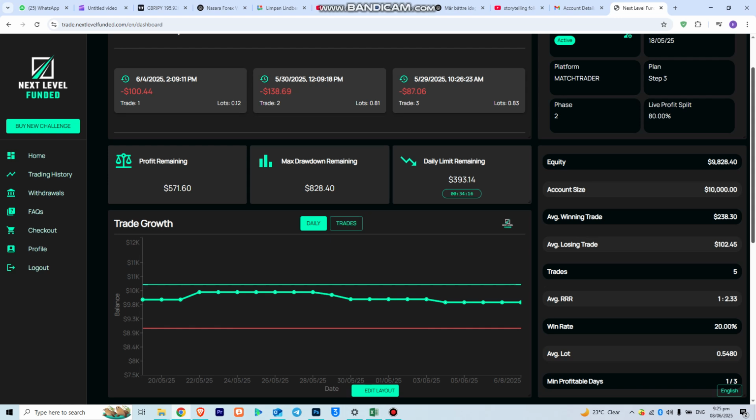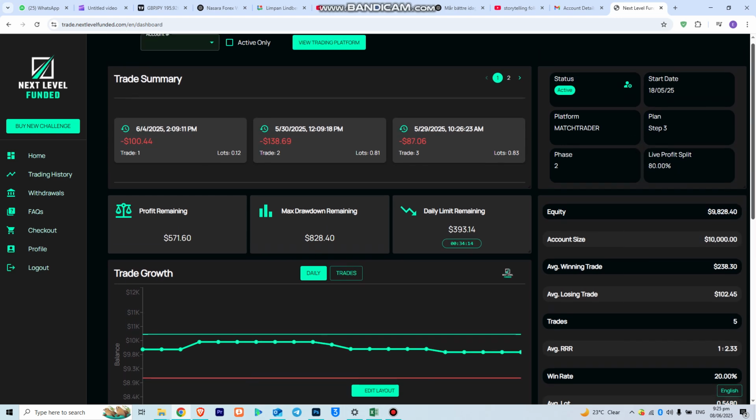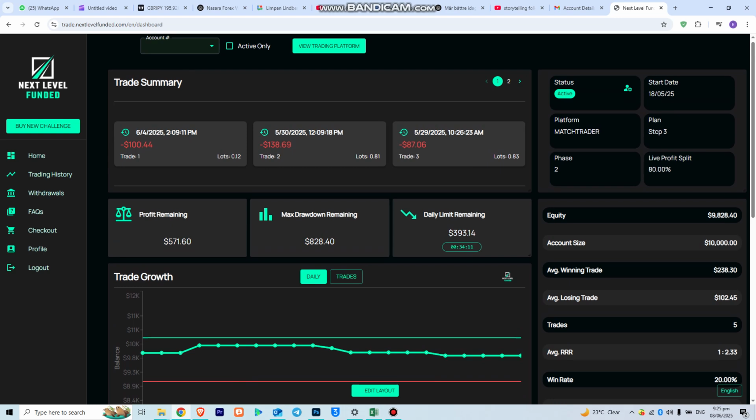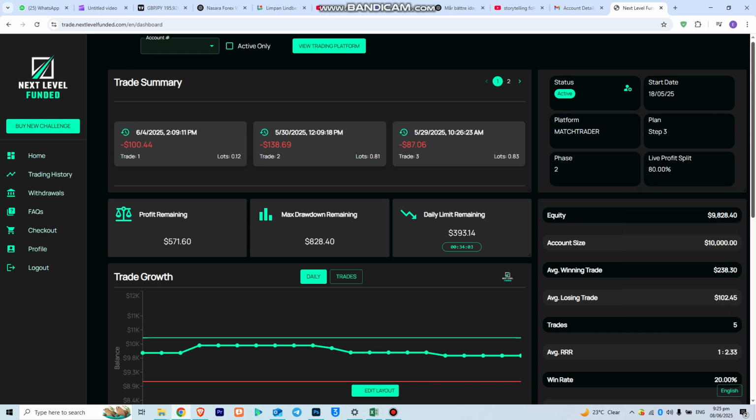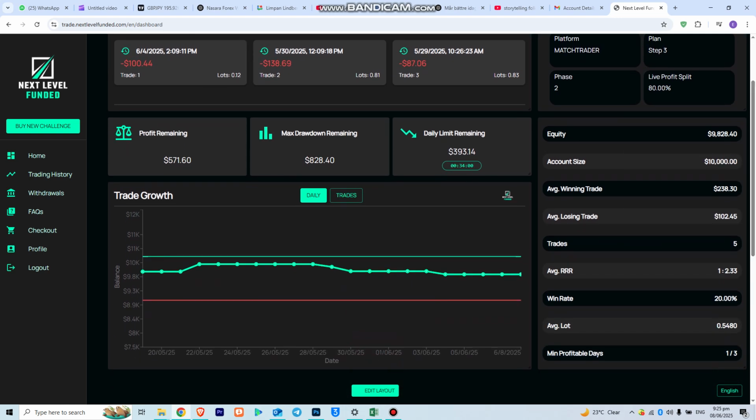So you can see the account is still active. Platform Match Trader Phase 2. Release the profit split. My equity currently is 9,828.40, so I'm down about $170 at the moment.